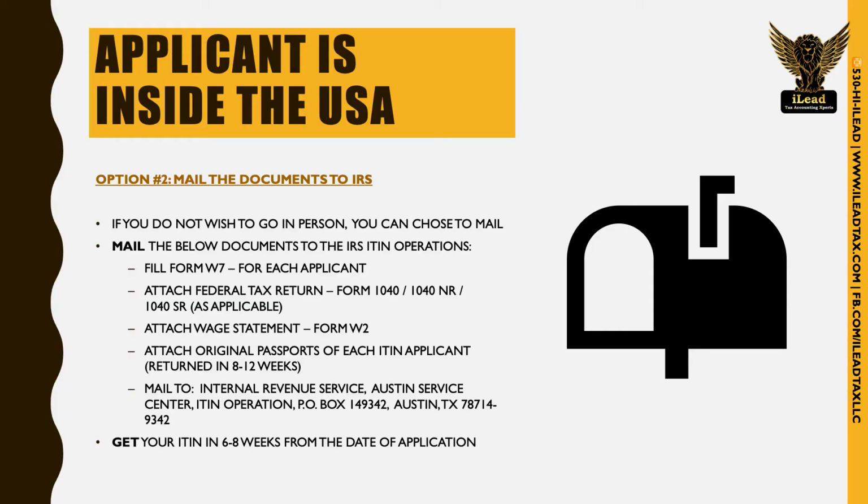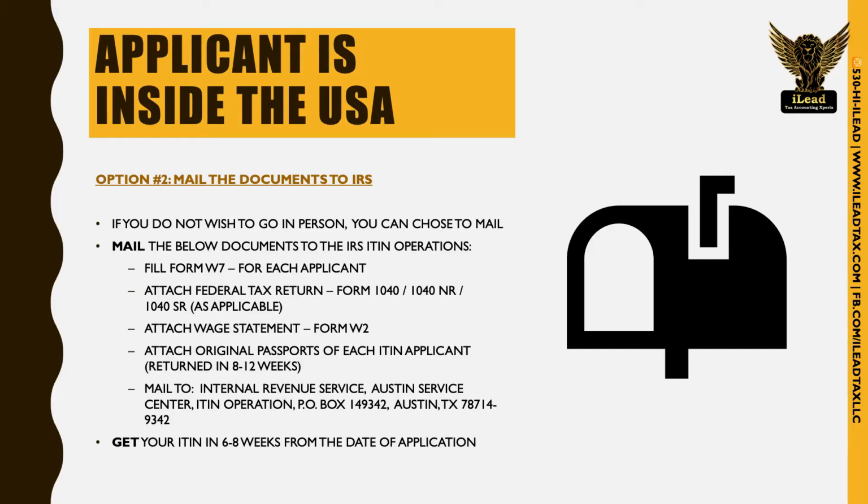But in the second option that we are now reviewing, mailing the documents to the IRS, you mail the Form W7, your federal tax return, your wage statement along with the original passport to the Internal Revenue Service. Of course, the applicants are still with you. And you see the address there, IRS Austin Service Center, ITIN Operation, Austin, Texas. That's the address where you normally mail the documents. Once this operation is done, you get your ITIN within 6 to 8 weeks from the date of you mailing the documents to the IRS.